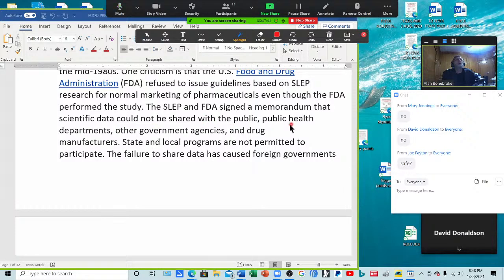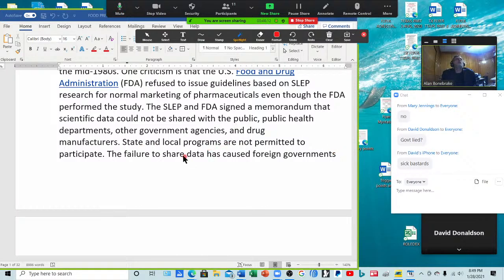Wow. Public health departments, other government agencies, and drug manufacturers. How many of you knew that? So they knew this stuff, but they signed something saying that they wouldn't tell the public or other government agencies about it. How about that? How many of you knew that? Isn't that crazy? Government lied, sick bastards. Yeah, how about that?